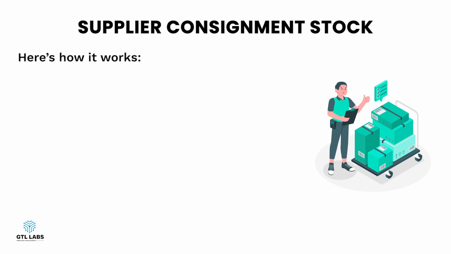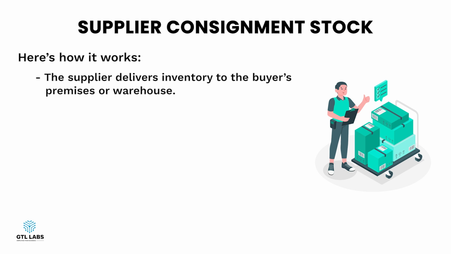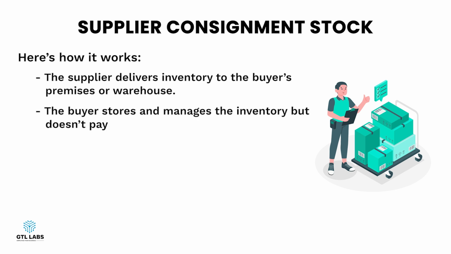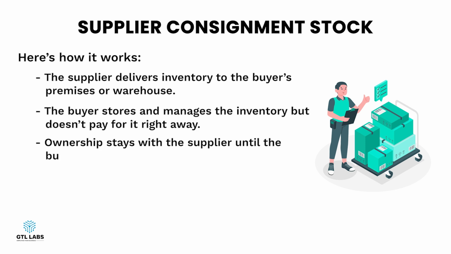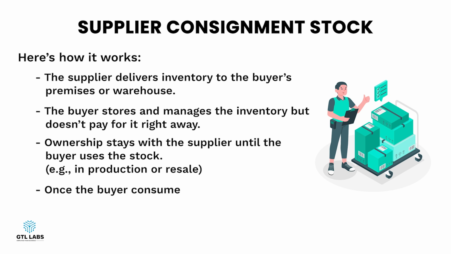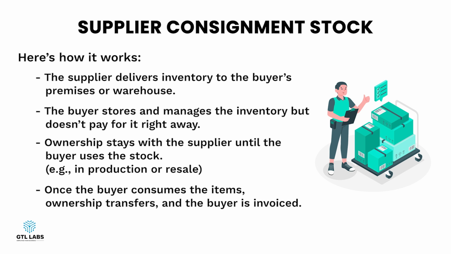Here's how it works. The supplier delivers inventory to the buyer's premises or warehouse. The buyer stores and manages the inventory but doesn't pay for it right away. Ownership stays with the supplier until the buyer uses the stock, for example, in production or resale. Once the buyer consumes the items, ownership transfers and the buyer is invoiced.